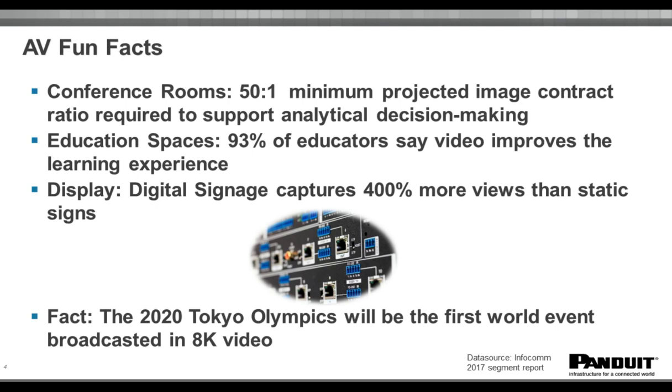So I'd like to start with some AV fun facts. It's really interesting when you start to look at conference rooms. You actually only need 720p video resolution to make analytical decisions. So a lot of people ask me, where's the number one place I can save money in an AV application? Well, you can probably save a little bit of money if you don't buy a 4K monitor, because honestly, you're never going to need 4K to see either a PowerPoint or an Excel sheet.